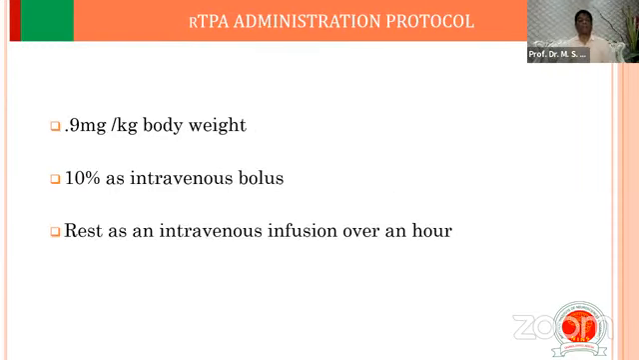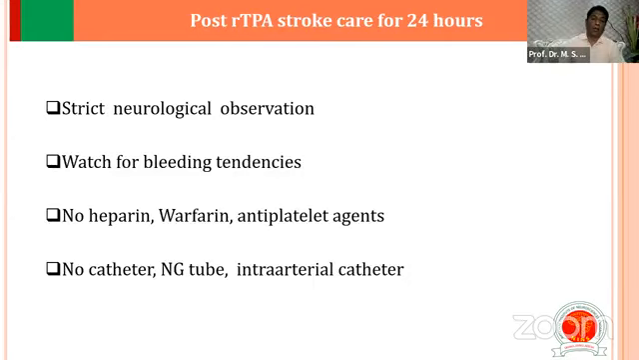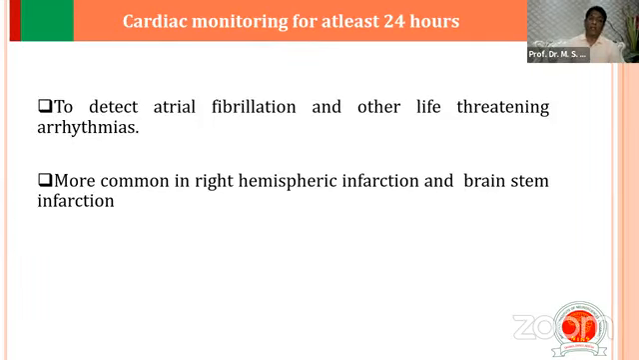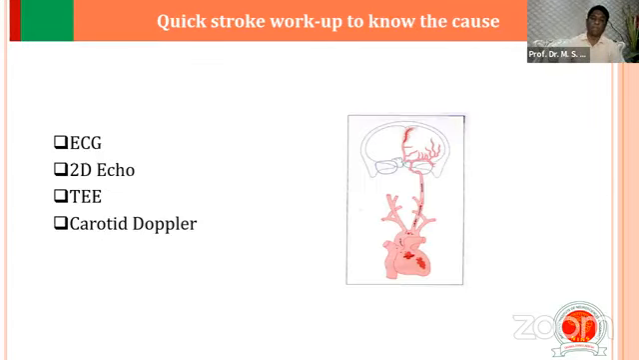The rtPA administration protocol is 0.9 milligram per kg body weight. First of all, we give 10% as a loading dose and the other 90% as an intravenous infusion over 1 hour. Post-rtPA care for 24 hours: strict neurological observation, watch for bleeding tendency, no heparin or warfarin or antiplatelets, watch for angioedema, no catheter or intra-arterial procedures. Blood glucose, electrolyte and urea monitoring, and cardiac monitor for at least 24 hours to detect atrial fibrillation or other life-threatening arrhythmia.